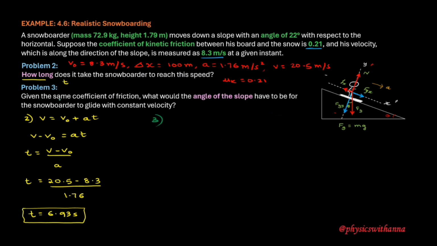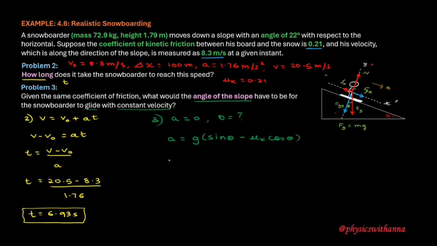Part 3 of the problem says, given the same coefficient of friction, what would the angle of slope have to be for the snowboarder to glide with constant velocity? Now, when they say constant velocity, that means the acceleration has to be equal to 0. And we need to find what is the angle theta. So in problem 1, we found the expression for acceleration, which was equal to g sine theta minus mu k cosine theta. And if you want the snowboarder to glide with constant velocity, we have to put this acceleration value to be equal to 0.